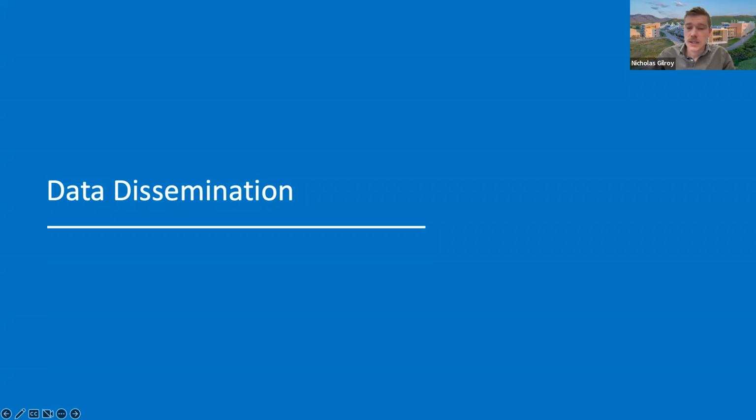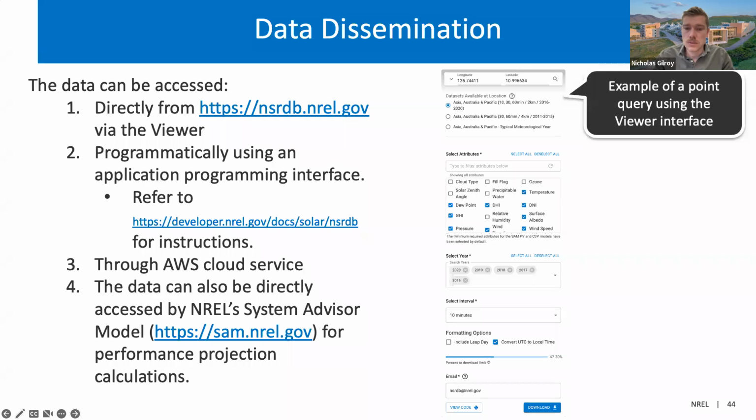Thank you, Grant. Let's go to the next slide. I will be covering data dissemination of the NSRDB data catalog. For context, the data can be accessed in 4 ways. First, directly through the website, nsrdb.nrel.gov, via the viewer. The second way is through our API. Next, through the Open Energy Data Initiative, or OEDI, which has the entire catalog of data hosted on Amazon Web Services, or AWS. Finally, the data is available via NREL's System Advisor Model.